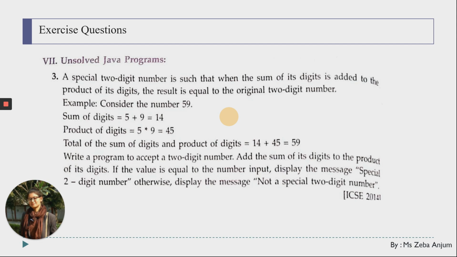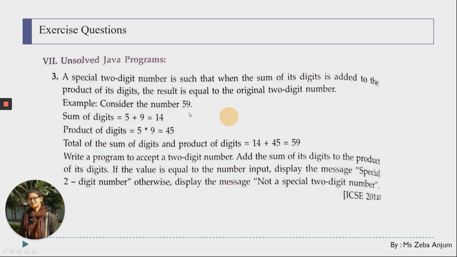And then you have to break those two digits, and calculate the sum of both the digits as well as the product of both the digits. Then you have to calculate the total of the sum as well as the product. Now compare this overall answer with the number. If both are equal, then you have the initial two-digit number, otherwise not. So see the example over there, you have a number, that is 59. We have broken the digits into 5 and 9.